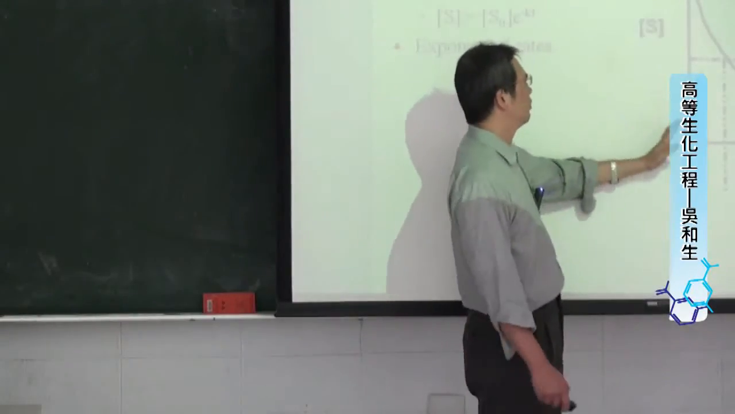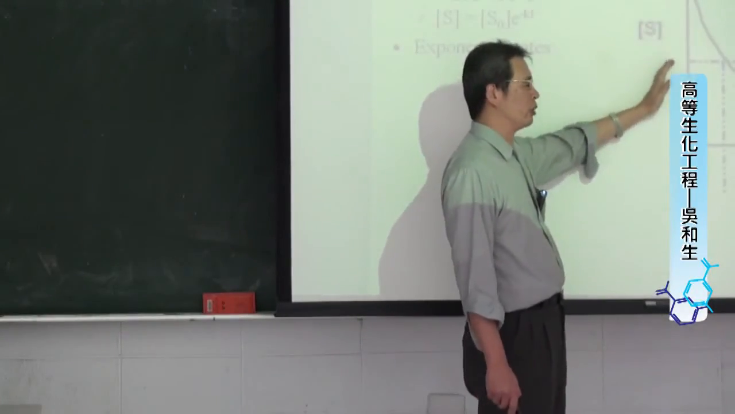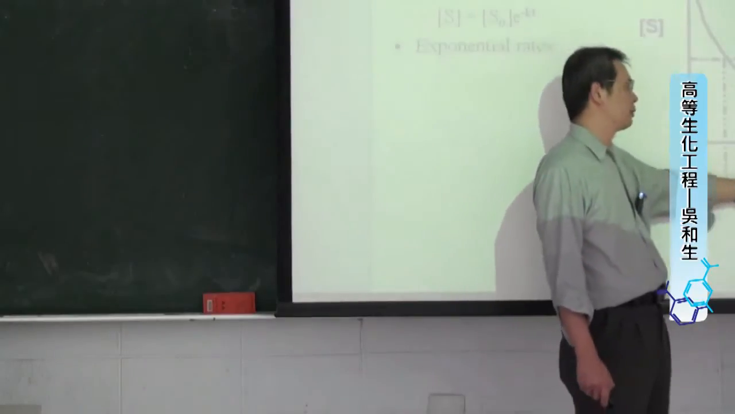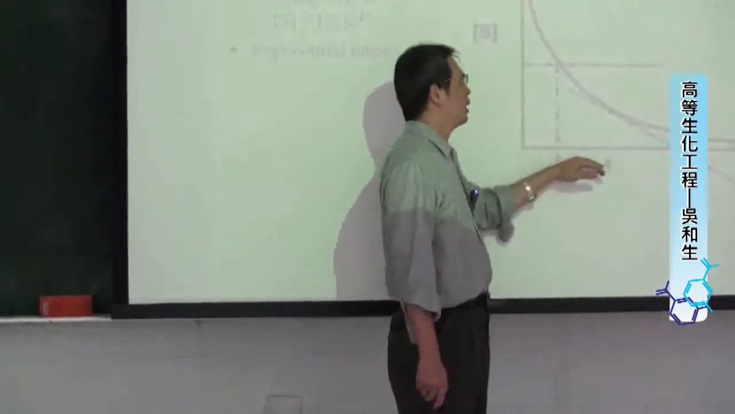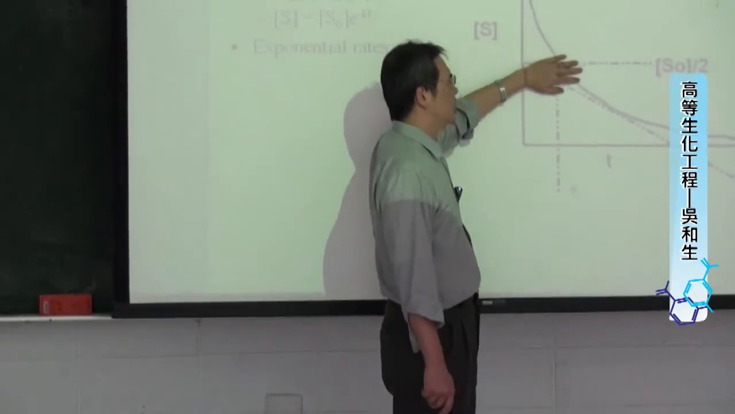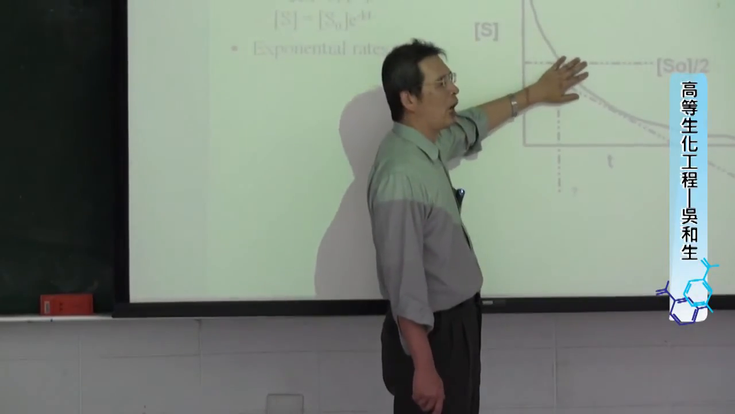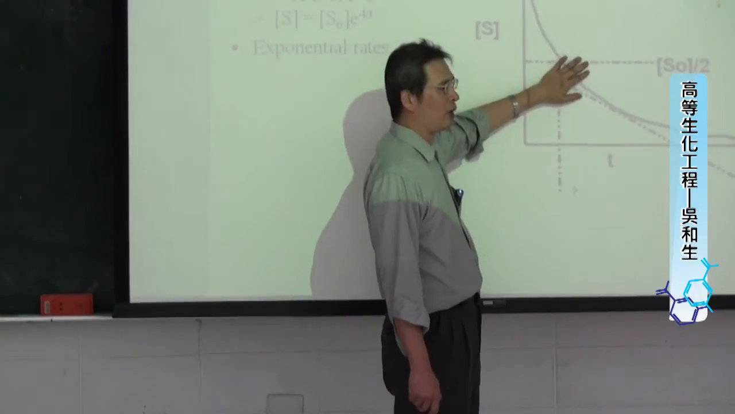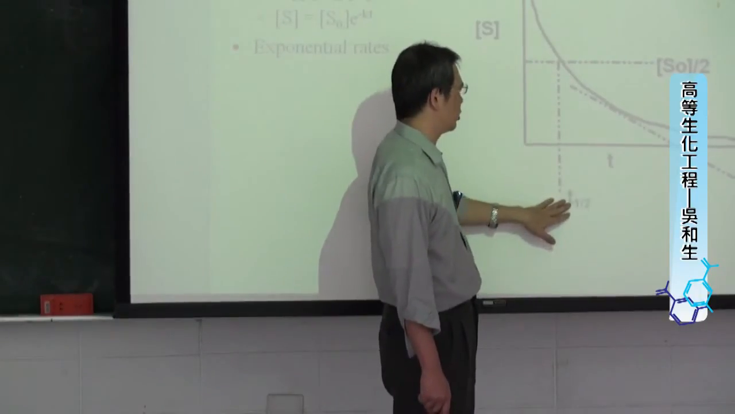First one, substrate concentration divided by time. Okay, and then you know initial substrate, and sometimes you need the half time. Okay, half time of the list equation. So in the show here.